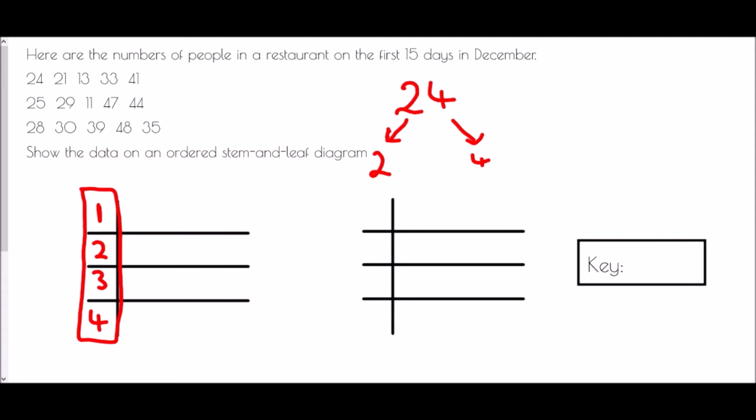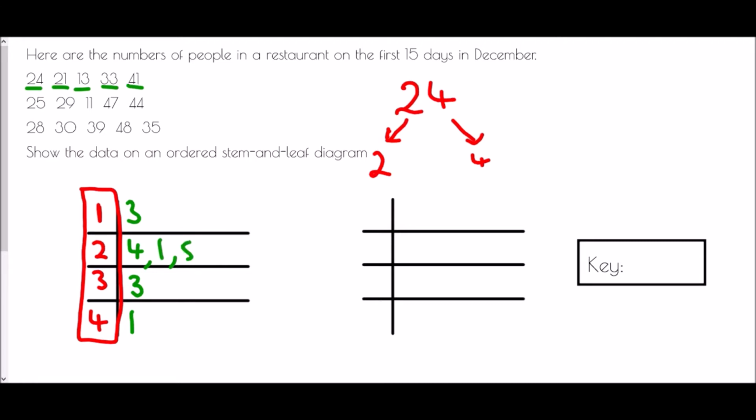So in the first number, 24. Well, I've already got the 2 for the 20, so I'm just going to write a number 4 and then a little comma. Next up, I've got 21. So I've already got the 2 for the 20, so I just need to write down the leaf 1. Next I have 13, so I write the 3, and then I have 33. Well, I already have the 30, so I'm just putting the units down. I have 41, so I already have the 40, so I write down the 1, and I keep going.